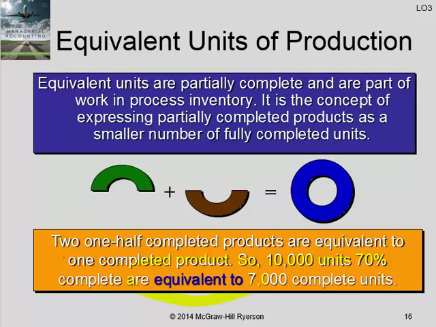Again, 3 units that are each 1/3 complete are equivalent to 1 unit. Or a unit that's a quarter, another unit that's a half, and another unit that's 3/4 complete are equivalent to 1.5 complete units. It's just kind of doing the math and getting it straight in your mind.